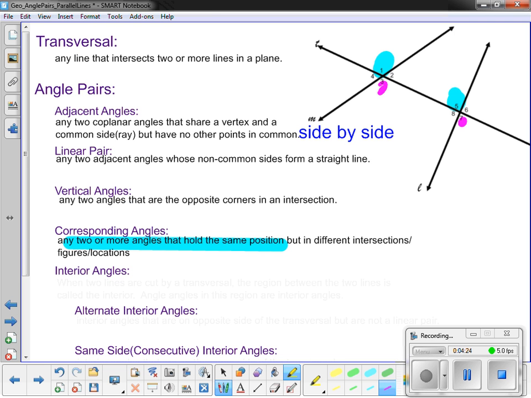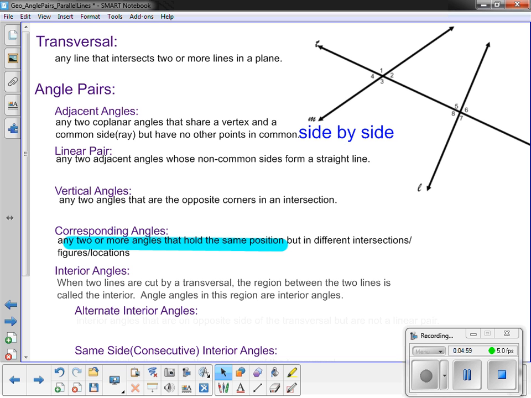7 and 3 are corresponding angles. They're both that bottom one, or the bottom right, if you want to think of it that way. Let's see, 4 and 8 would be corresponding. They're both the one on the left, or bottom left. And then that would leave 2 and 6 as being corresponding angles. They hold the same locations in these intersections. And that's all it takes to be corresponding. They just have to hold the same locations.